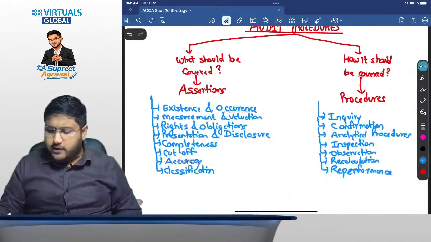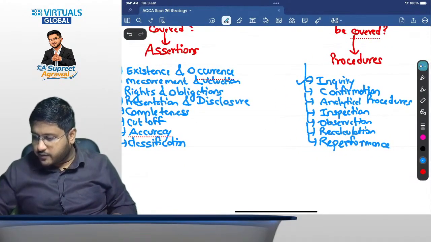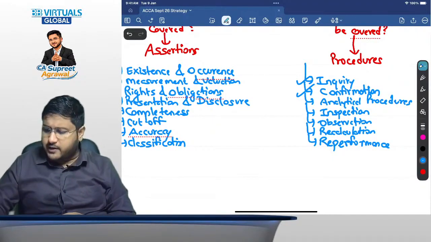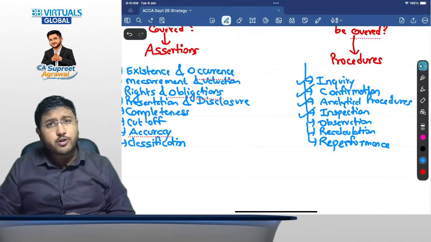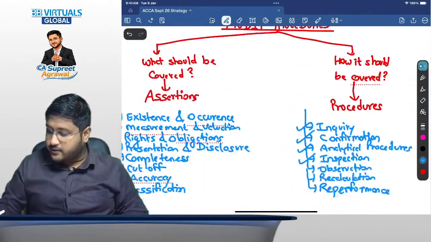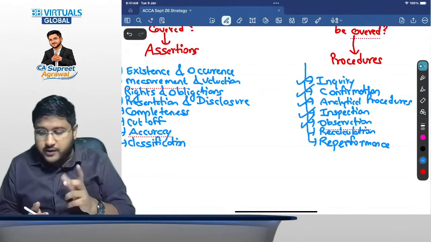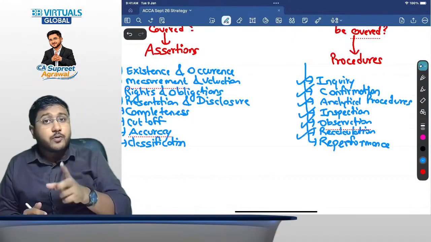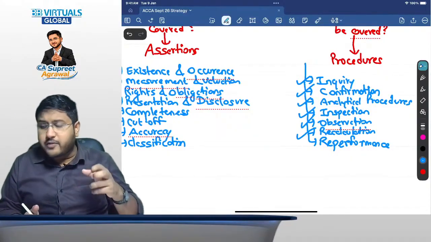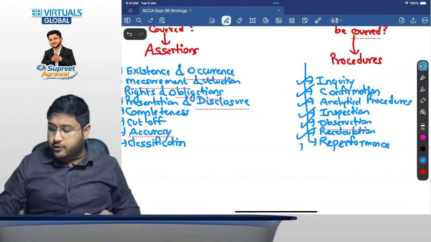Okay, after this, we have covered almost all assertions, right? But did we cover inquiry? Yes. Did we cover confirmation? Yes. Did we cover analytical procedures also? Yes. Did we cover inspection also? Yes. Did we cover observation? No. So where you can input this point: observe the physical verification if it is happening there. Then we can perform the recalculation also. Recalculation of depreciation could be there. And then reperformance, so reperformance of a walkthrough of internal controls related to the property, plant and equipment, whether all controls are operating effectively or not, right?